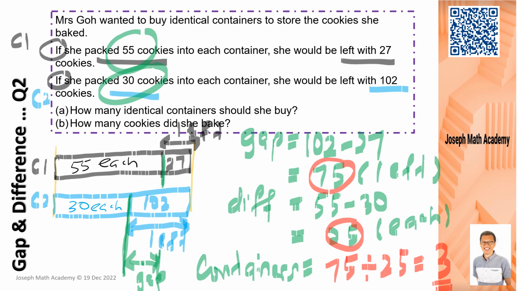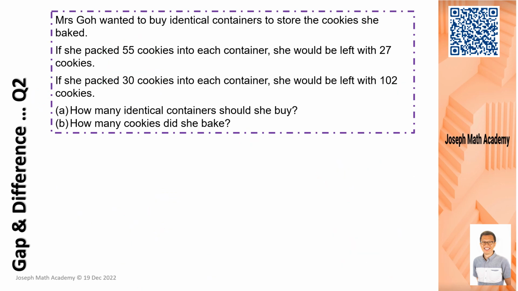Now, to do part B, we have to use case 1 to find out how many cookies she baked, and then we use case 2 for checking purpose. Okay, I'm going to do it in the next slide. Okay, so we know that she should buy 3 containers, right? So that is our answer for part A. So to do part B, let me use case 1.